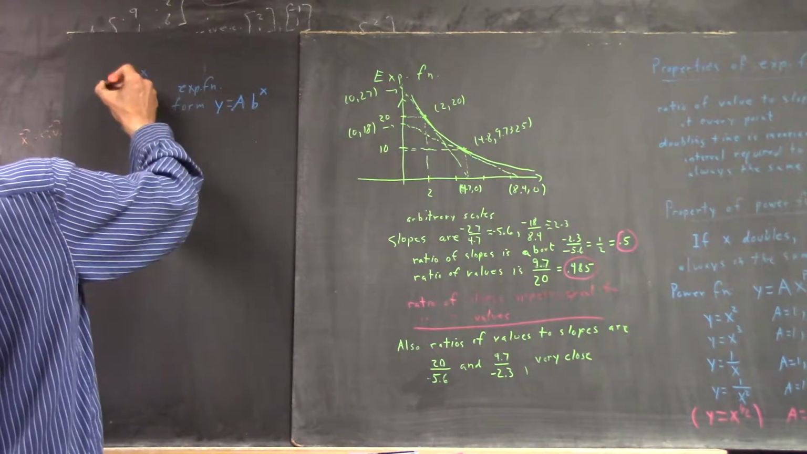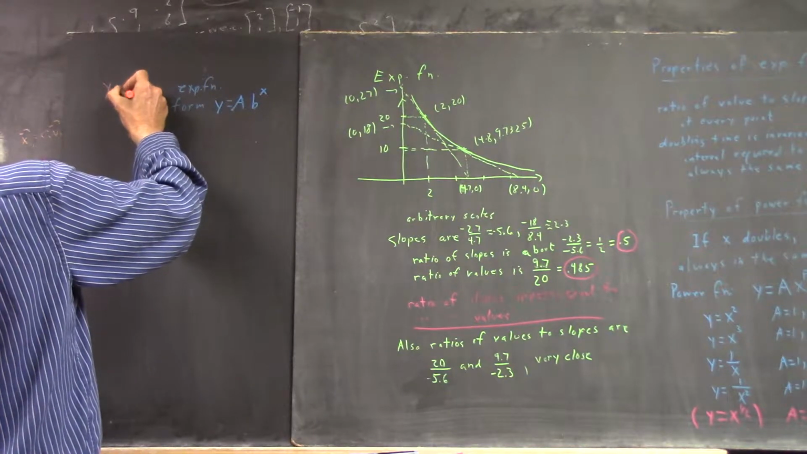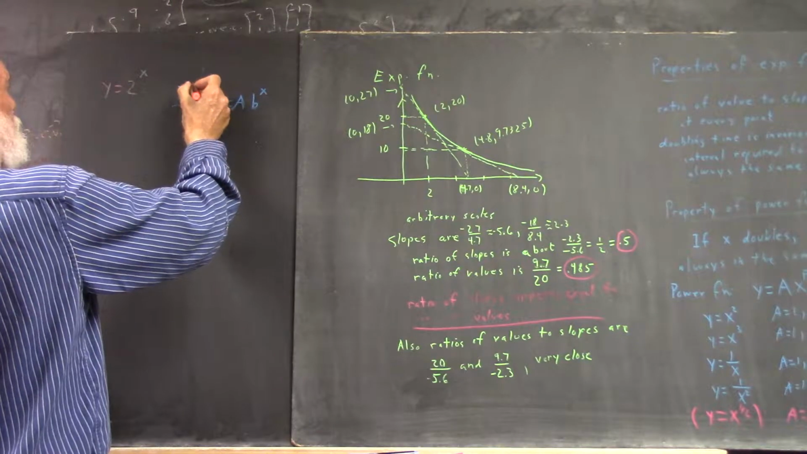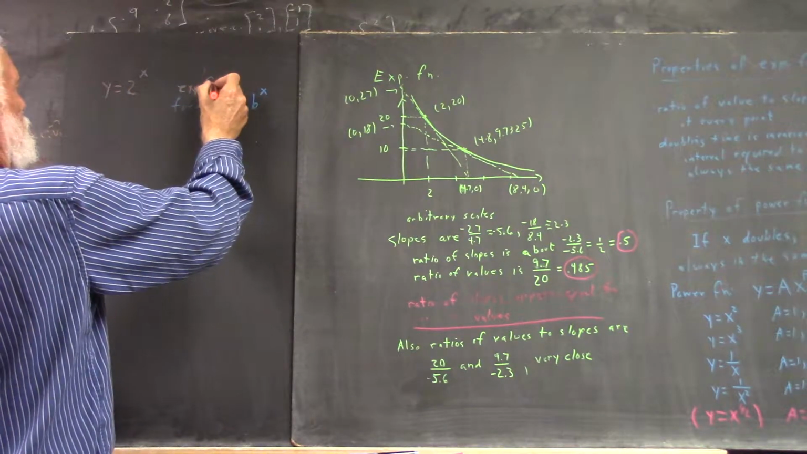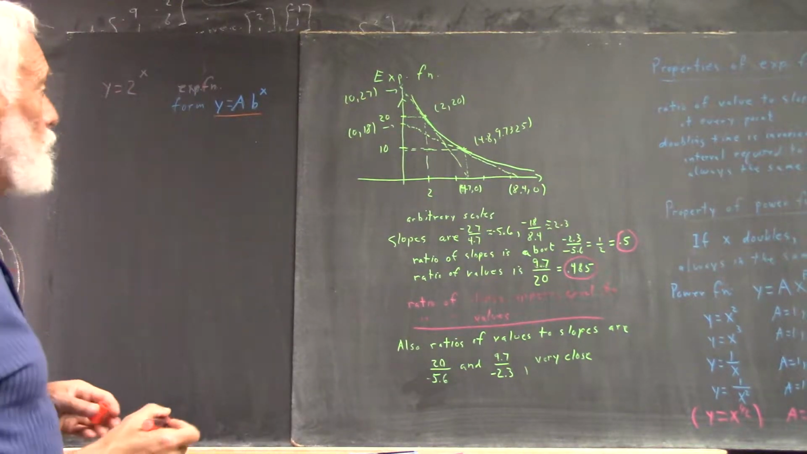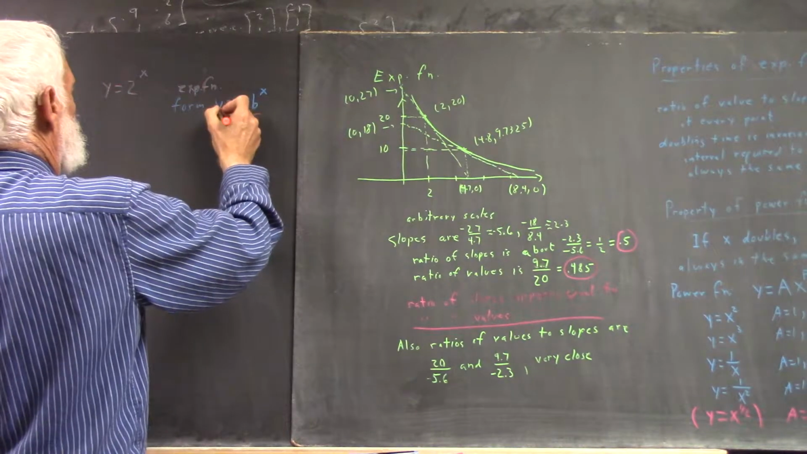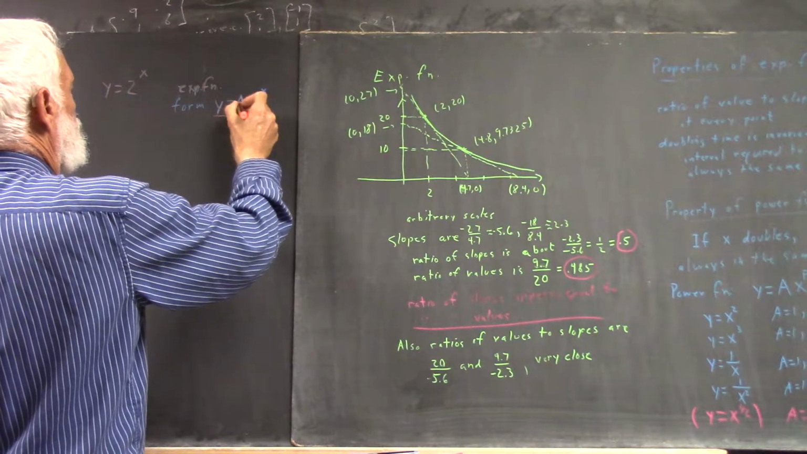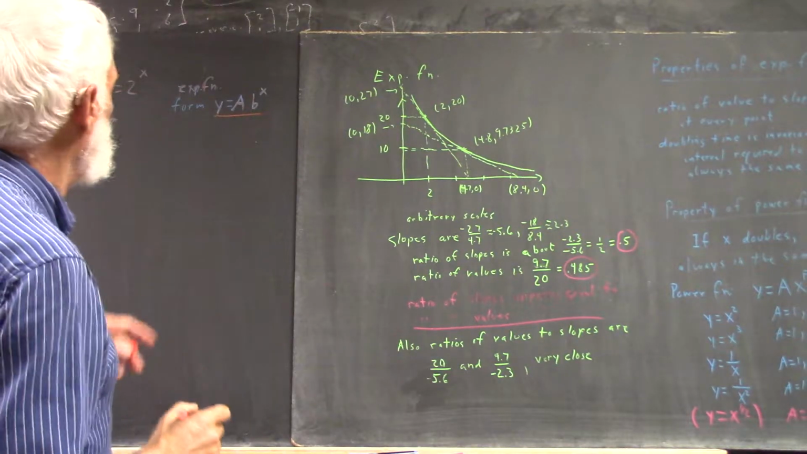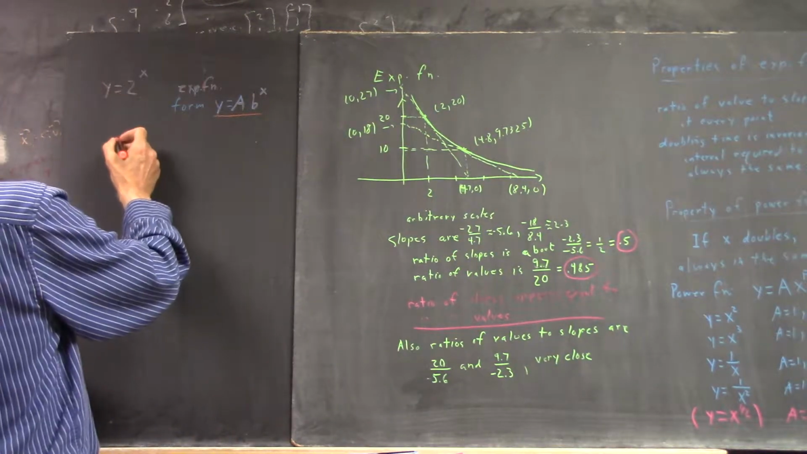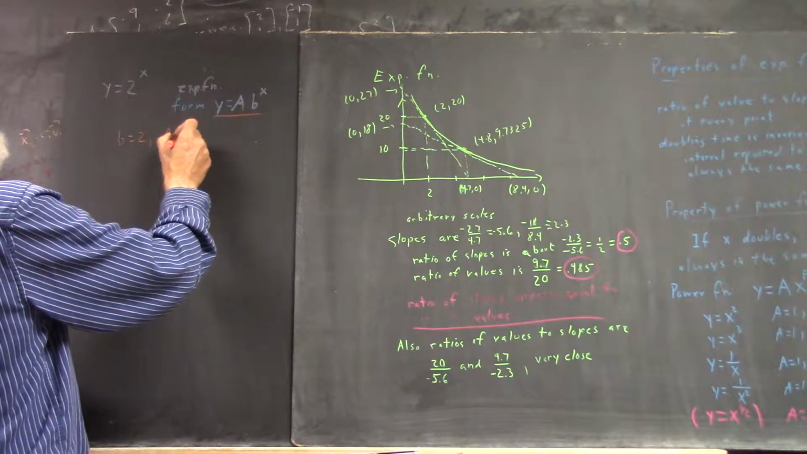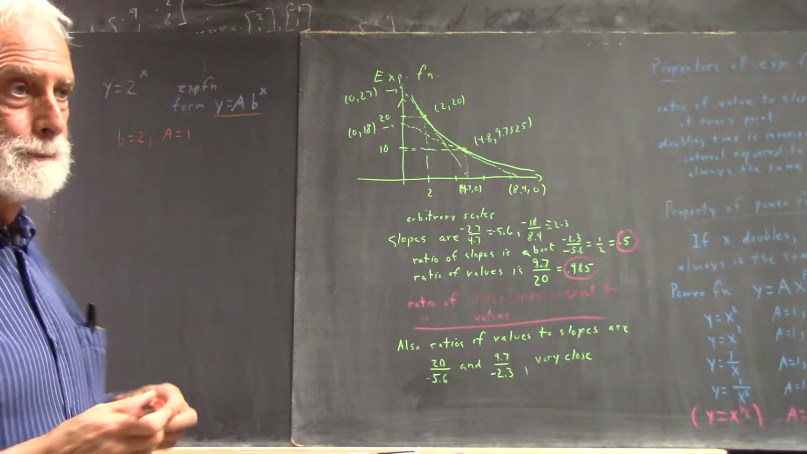Okay, so, here. It's y equals a, b to the x. And here, b equals 2, a equals 1.